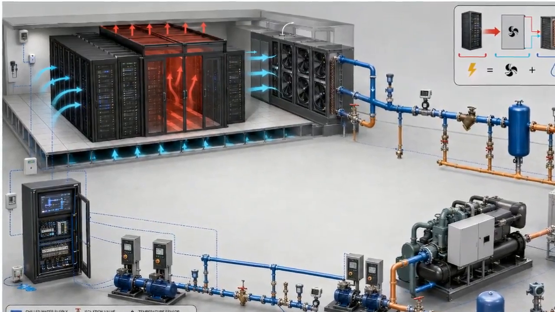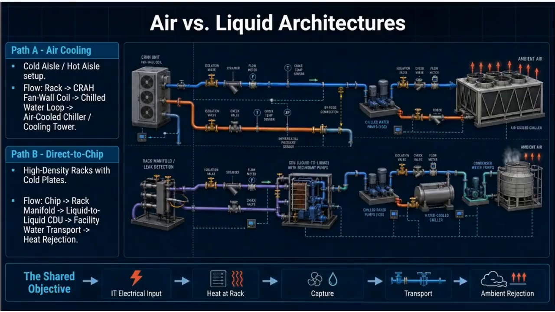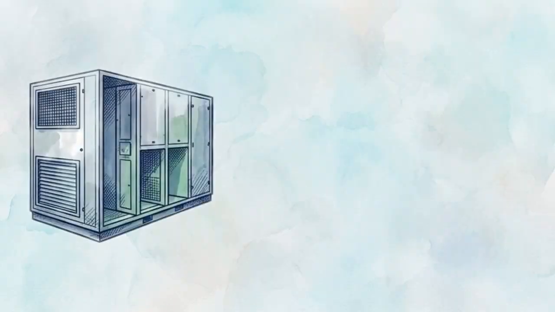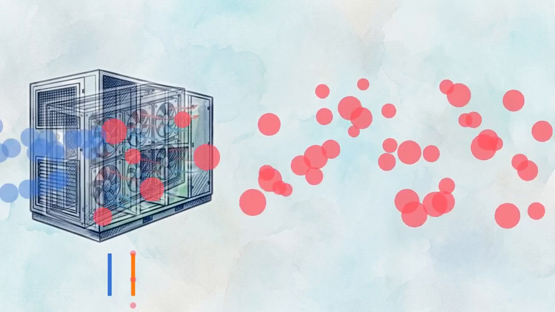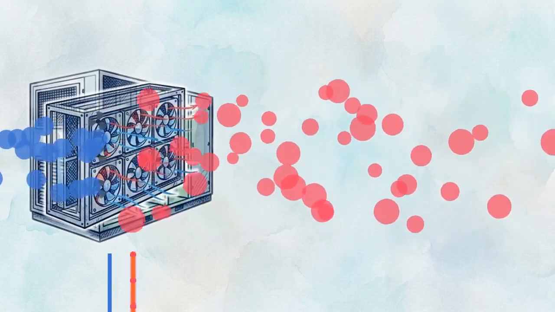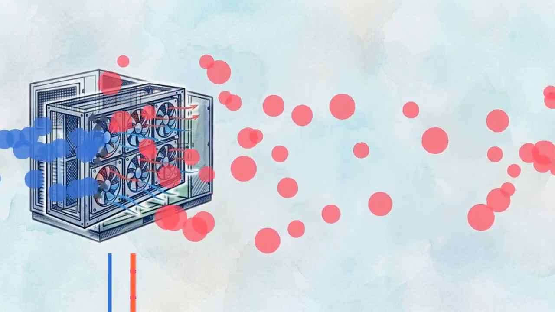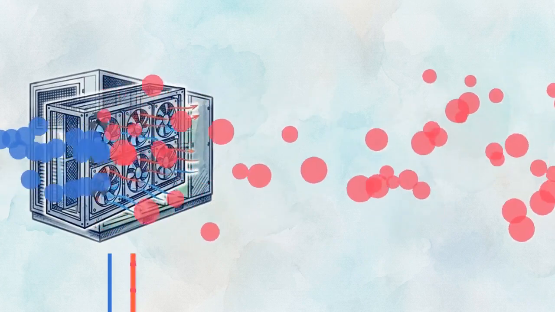Once the thermodynamic load is mathematically defined, we move to the physical reality of extracting that heat from the IT racks. This diagram maps two primary capture architectures. Look at the top section labeled Path A, illustrating traditional air cooling. Hot aisle exhaust is drawn into the computer room air handler, or CRAH. Inside the unit, fan wall coils absorb the sensible heat, transferring it directly into the facility's hydronic loop.